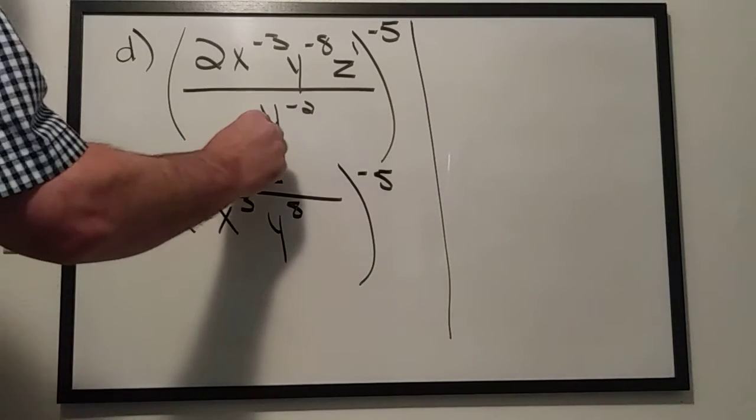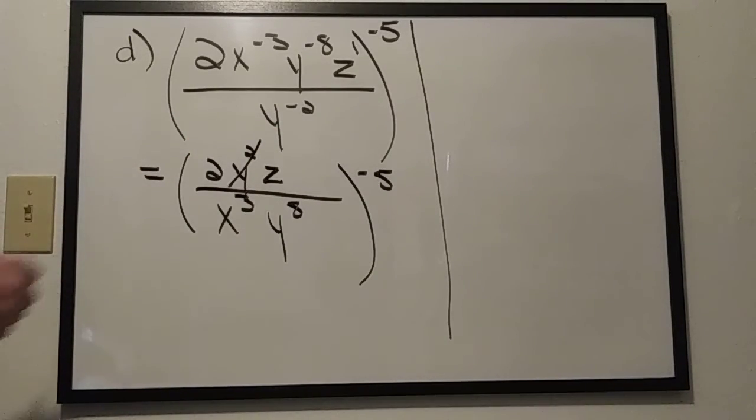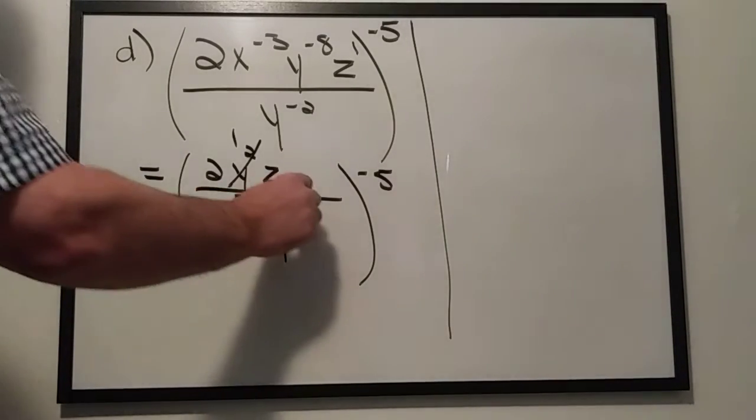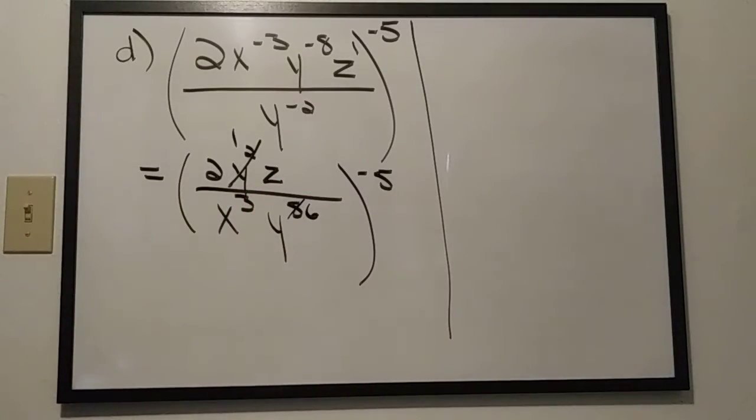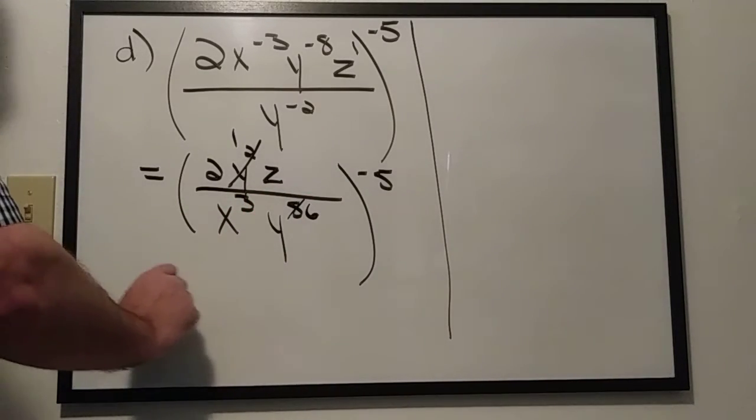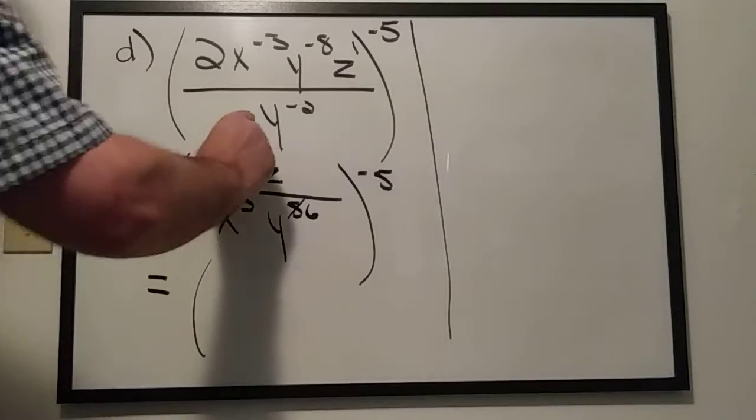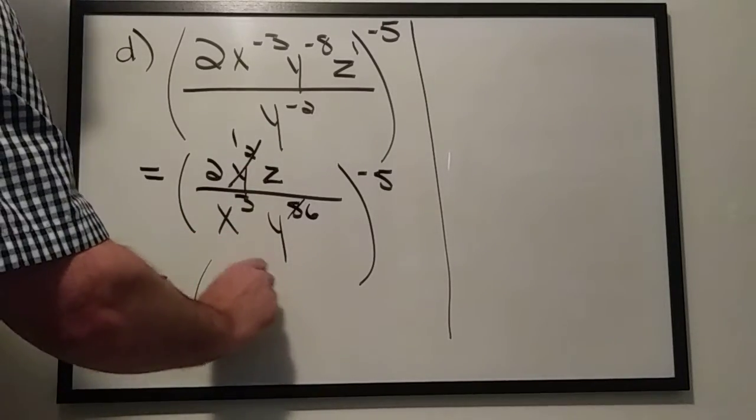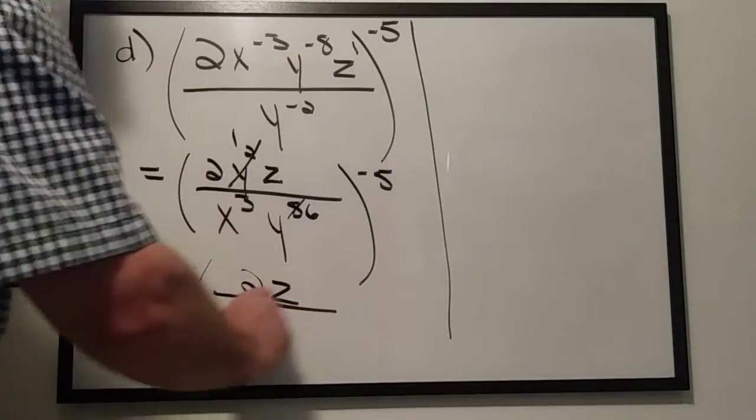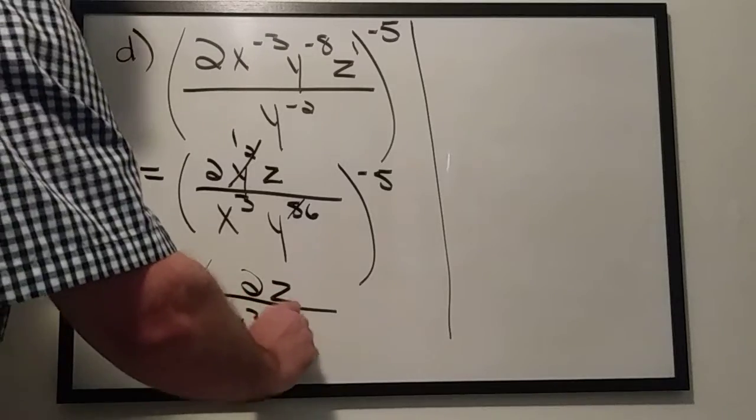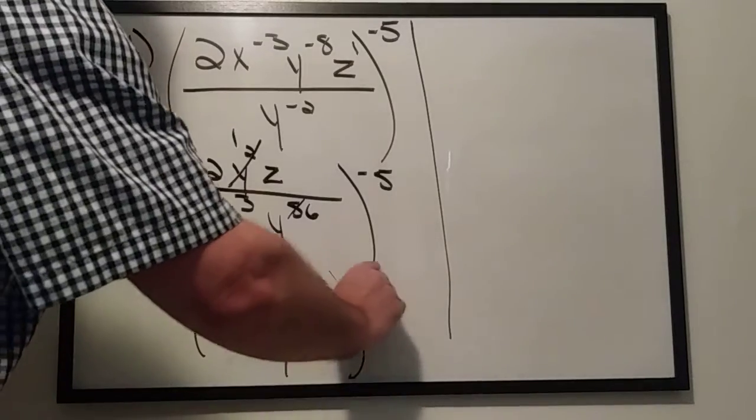I'm going to cancel 2 copies of the y from the numerator, leaving me with number 1. And then if I cancel 2 copies of the y from y to the 8th, we're going to be down to y to the 6th. So what that means then is that my numerator has become 2 times 1, that's just 2, z divided by x to the third, y to the 6th.